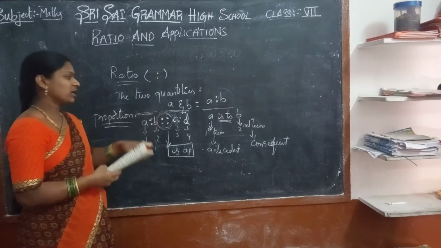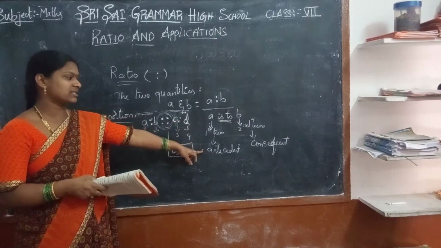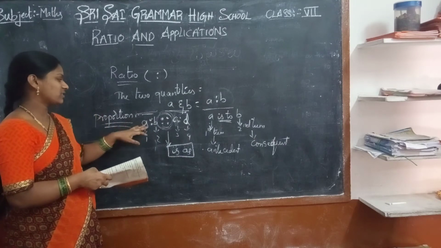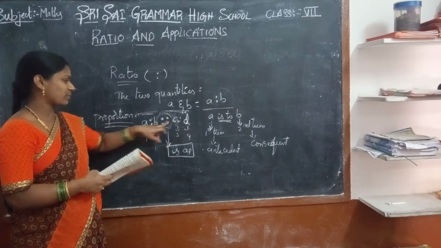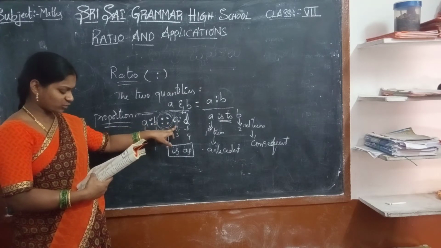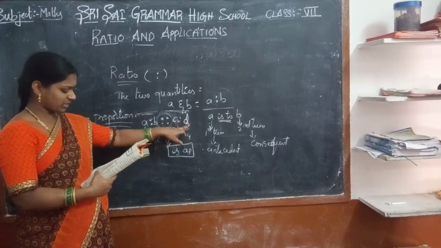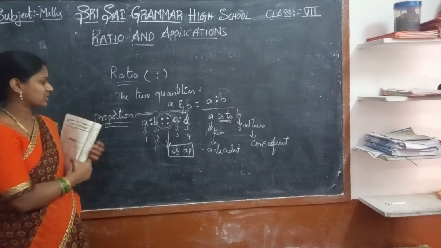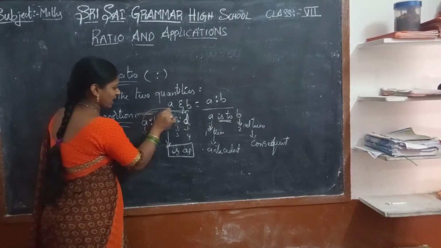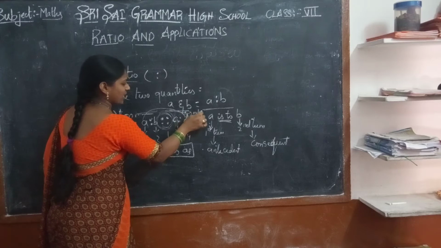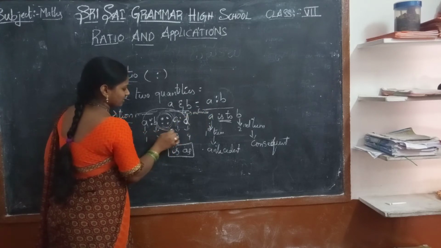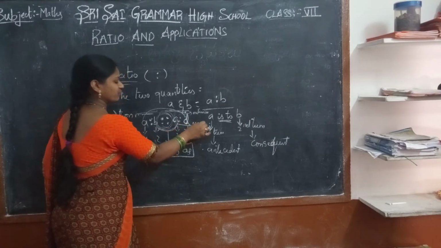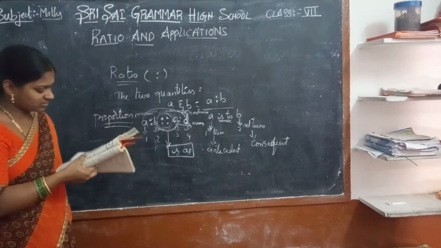Here also, in a ratio the first term is called the antecedent and the second one is called the consequent. Coming to proportion, we write A is to B is as C is to D. A and D are extremes, and B and C are called means. These A and D are extremes. B and C are means. Okay.